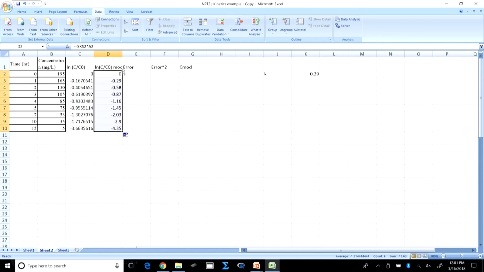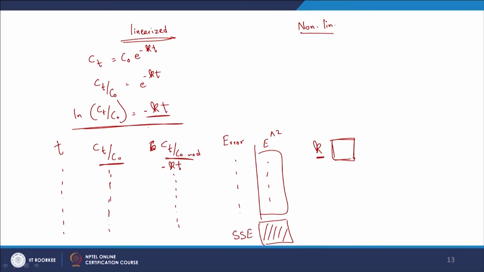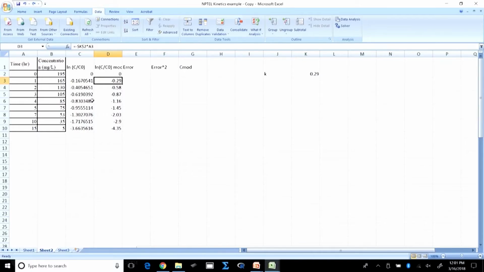I am going to use the same formula here. So now I have that here, and why are we looking at minus Kt? As we looked at here, the natural logarithm of Ct by C naught equals minus Kt. To calculate the model value of the natural logarithm of Ct by C naught, I am assuming some value of k and then calculating this model value. That is the approach, and I have a trial value of k here, so the error is equal to the difference between these two values, minus, enter.